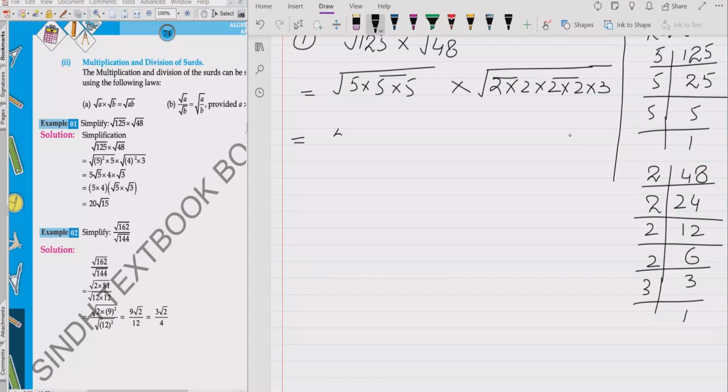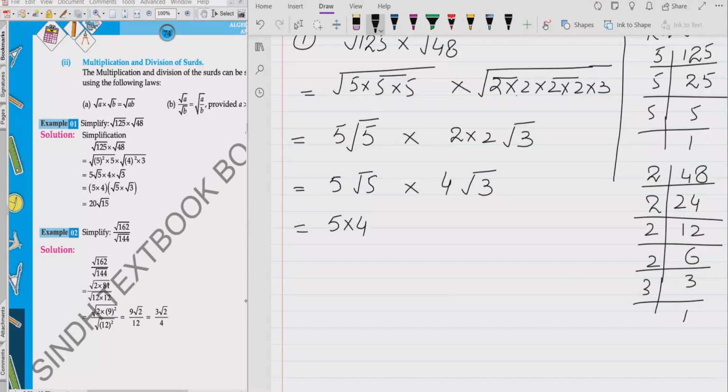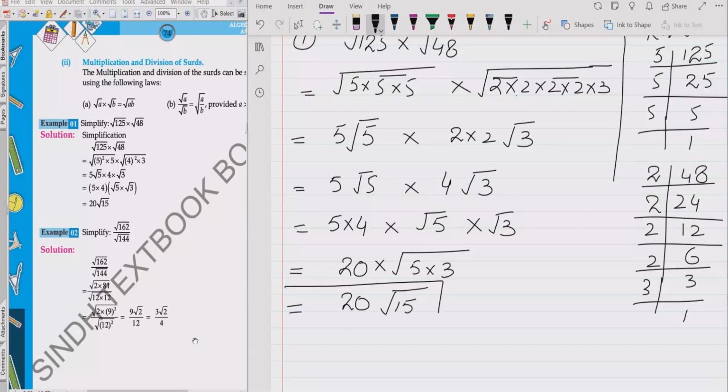So now we get 5 and 5 here, and 2 multiplied by 2, and root 3. So 5 root 5 here, 2 into 2 is 4, root 3. Now you can solve it this way: 5 multiplied by 4, and keep root 5 multiplied by root 3. 5 fours are 20, and you can make these two roots 5 multiplied by 3, so 20 root 15. This is the answer of this multiplication.